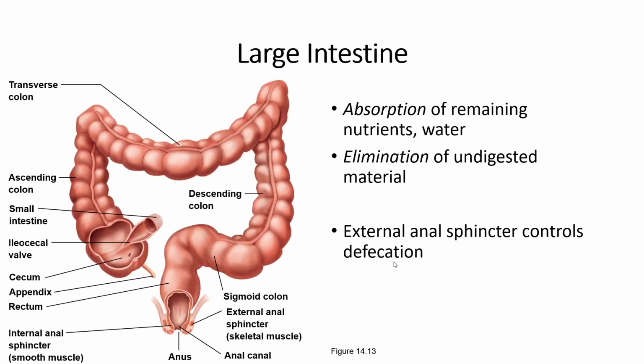Last up, the large intestine. This is where the absorption of remaining nutrients and water occurs. There are bacteria in the large intestine that will be digesting fiber, and some of these bacteria also produce essential things for the body. So the bacteria that live in here are an essential part of digestion. There is elimination as well of undigested material out of the anus. That's the only place elimination occurs. And the external anal sphincter controls defecation and ends the GI tract.